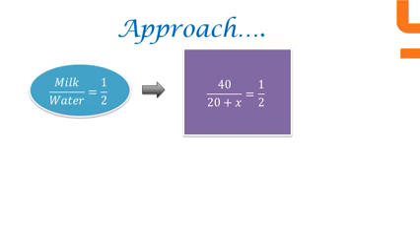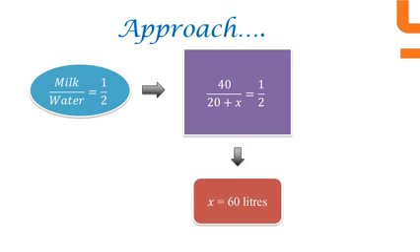And now we can solve this equation to get the value of x, which is 60 liters. Thus the quantity of water to be further added to make the ratio 1:2 is 60 liters, which is option D.